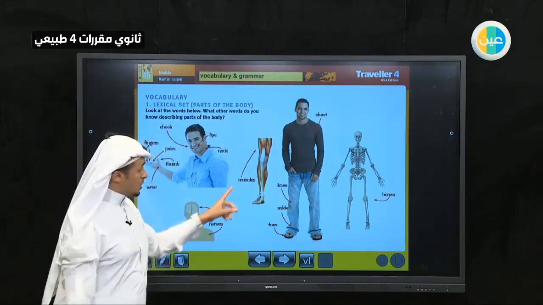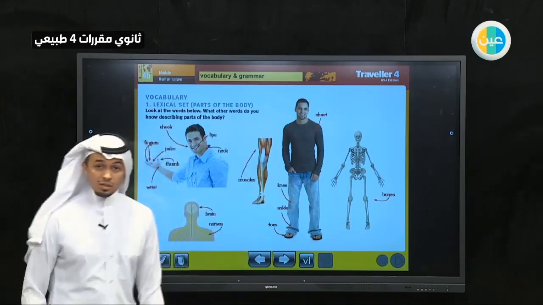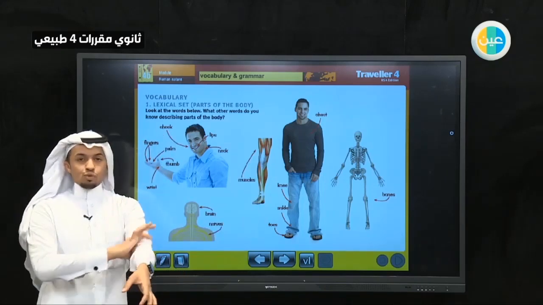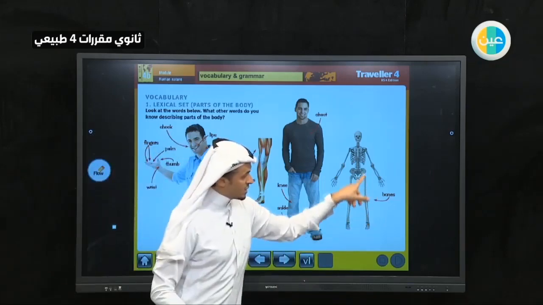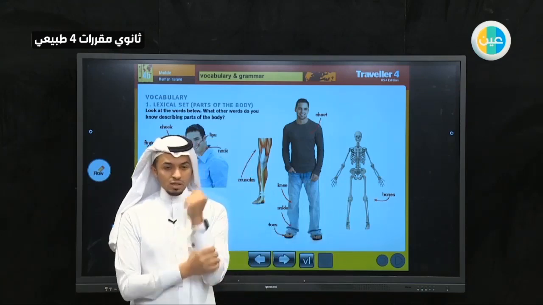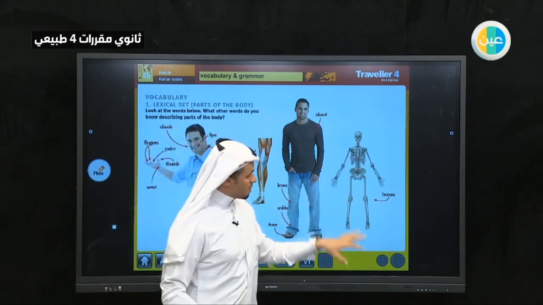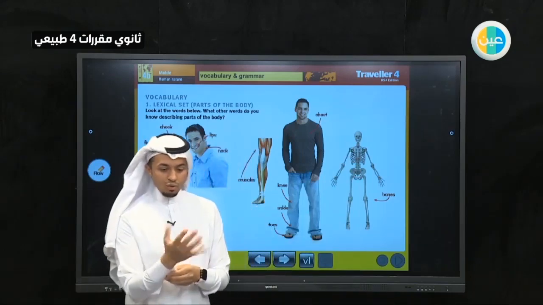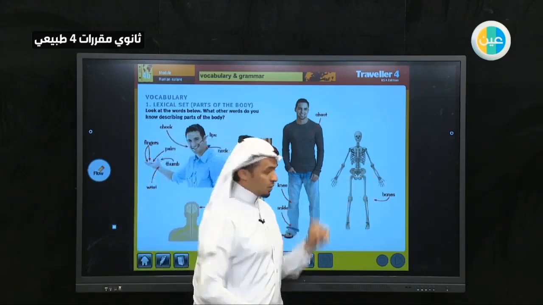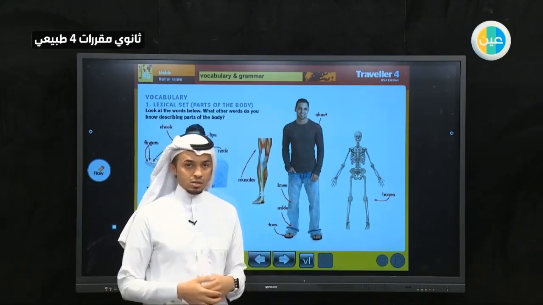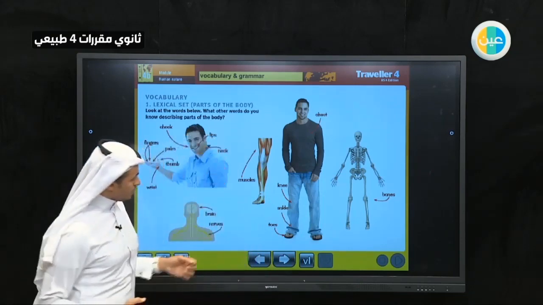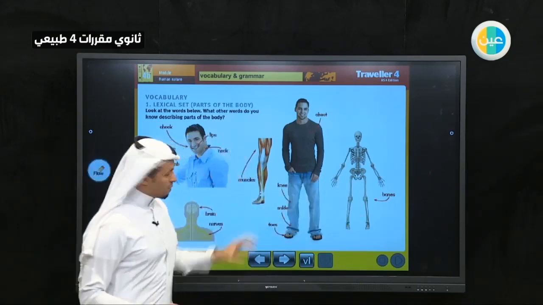But also we have muscles. Muscles cover your bones. And the bones are what you have in your whole body. When you break your hand, for instance, you break a bone. Or when you have an accident, la samahallah, you break one of the bones in your chest. The bones are covered with muscles.